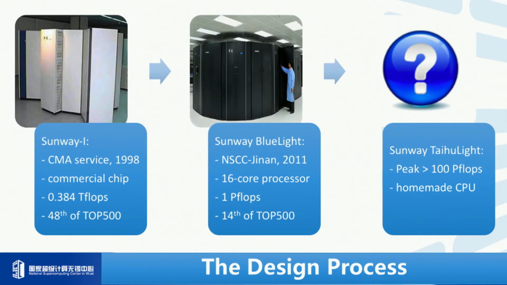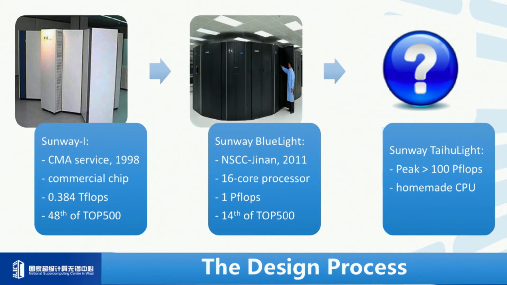Now, Sunway Blue Light is our first system using our own processors, a 16-core processor providing a peak performance of 1 petaflops. Right after that system is finished, around the year of 2012, 2013, NRCPC starts the project to build the next generation. And they are pretty ambitious. As you can see from the target, they want a system providing a peak performance of about 100 petaflops. That's 100 times faster than this generation. And also it has to be a homemade CPU.